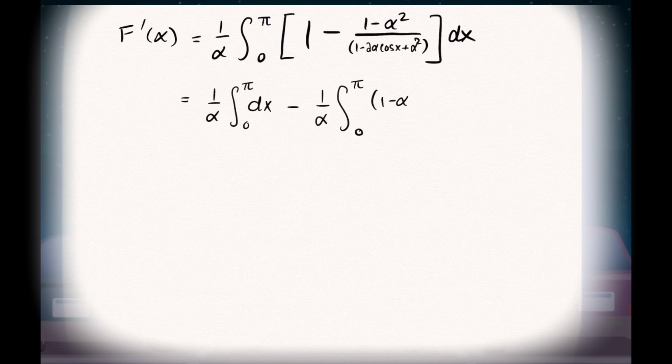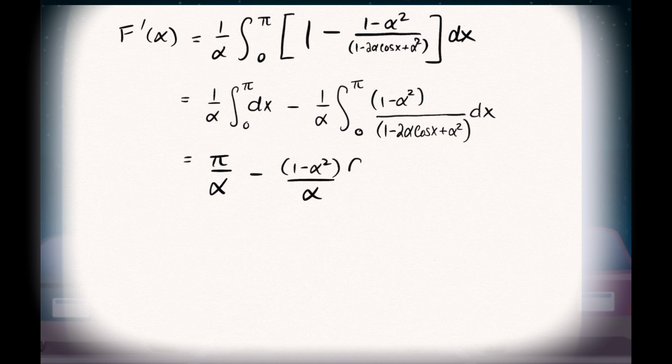And that allows us to, by the linearity of integrals, split this into 2 integrals once again. The first of which will be very easy to evaluate as pi over alpha. And we can pull that constant of 1 minus alpha squared outside the second integral to make the integrand simpler.